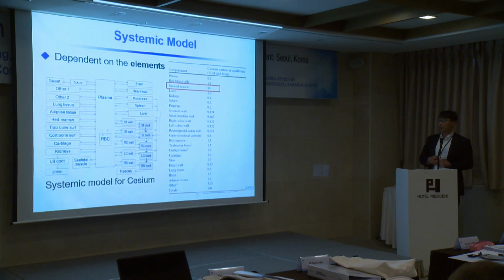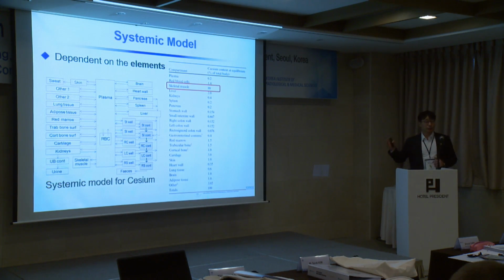And this one is the systemic model of the cesium. We already know that cesium has characteristics of being deposited in the body muscle. So as you can see, the cesium content is the highest in the skeletal muscle. Due to this reason, we can use the whole body counter to measure the cesium isotope because we assume that it's homogeneously distributed in the body.